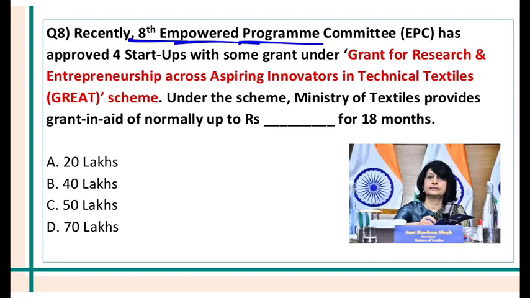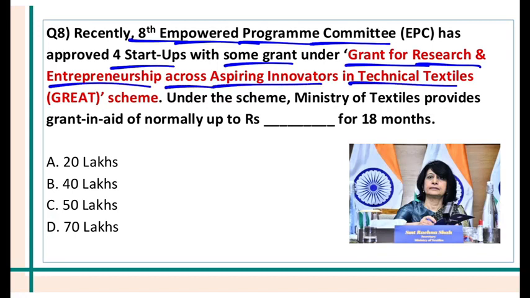The 8th Empowered Program Committee has approved 4 startups with some grant under the Grant for Research and Entrepreneurship across Aspiring Innovators in Technical Textiles, or GREAT scheme. Now under the scheme, the Ministry of Textiles provides grant-in-aid of normally up to how many rupees for a period of 18 months? If you are doing research and innovation in the field of technical textiles, you can be given a grant of up to 50 lakh rupees for 18 months.